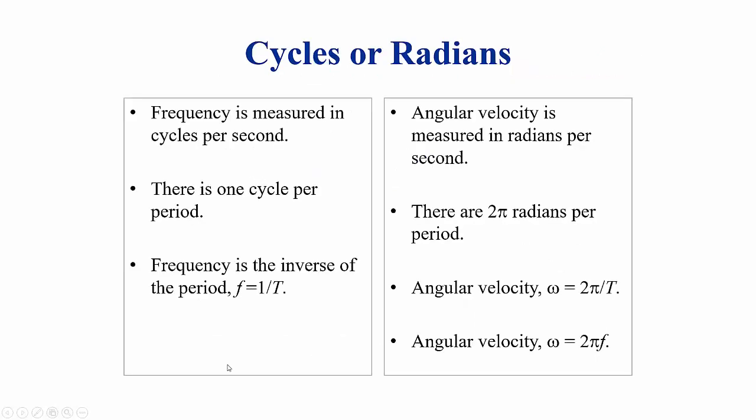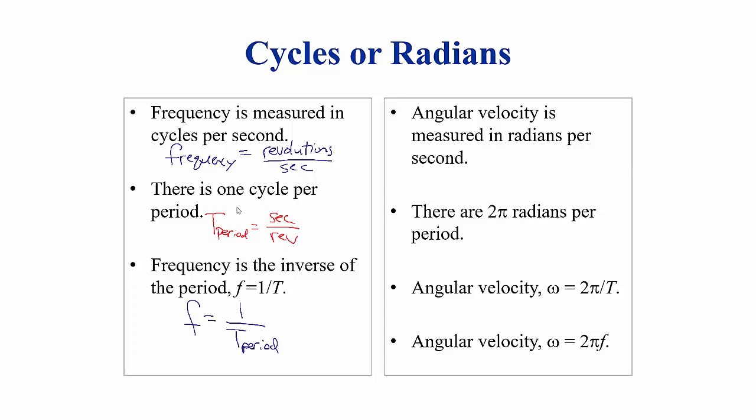When we talked about circular motion, we talked about frequency and period. Frequency is how often something happens per second, how many cycles you have per second, how many times going around the circle you have per second. So frequency is revolutions per second, or trips around the circle per second. Period is how much time it takes for one cycle. There's one cycle per period. The period is seconds per revolution. So frequency is the inverse of the period.